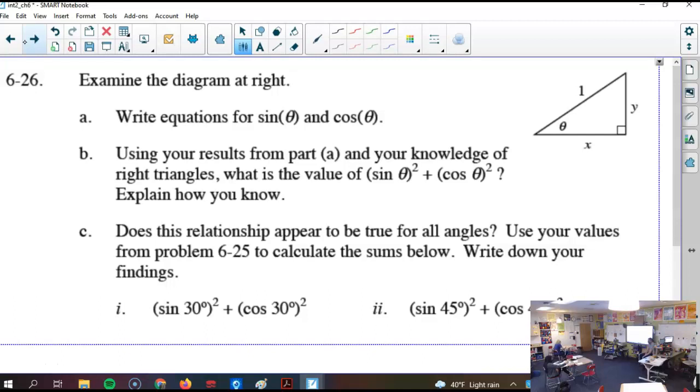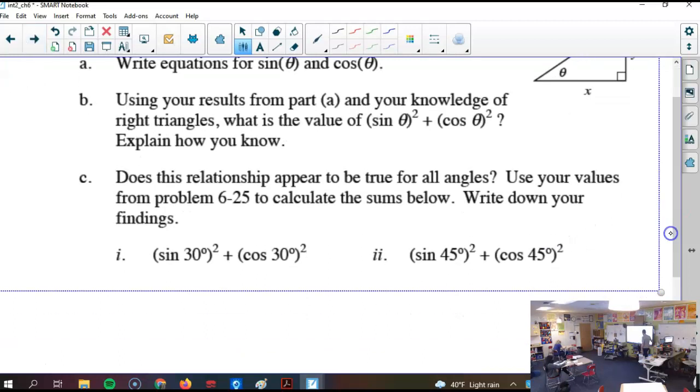We're going to sum the squares, right? So we're going to square first, then we're going to sum them. So what was sine of 30? 1/2. So 1/2.